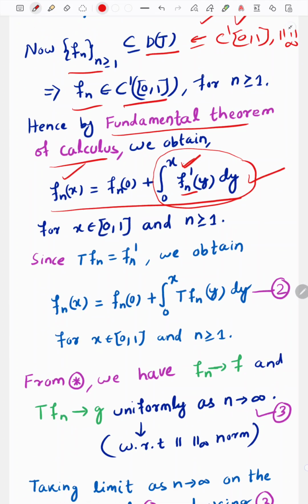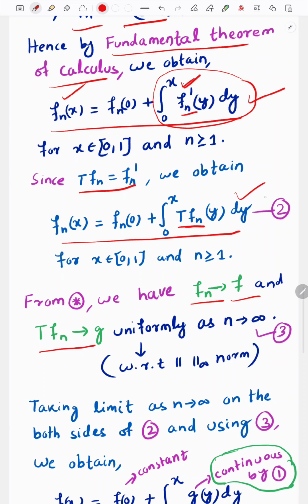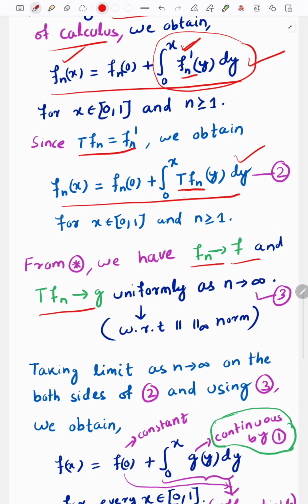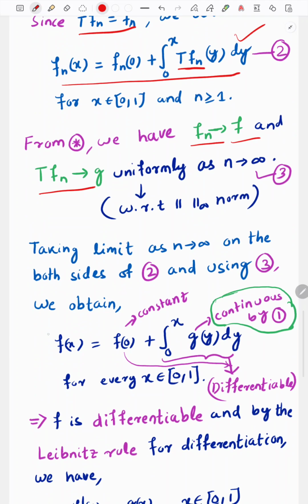But before that, since fn dash is equal to Tfn, we can write this expression, and it is coming from this. Now we can pass the limit, because fn converges to f uniformly and Tfn converges to g uniformly. So we can directly pass the limit in this expression, and uniform convergence helps us to pass the limit inside this integration also. After passing the limit we will get this expression. f(x) is equal to f(0). f(x) is coming when we pass the limit of fn(x), and f(0) is coming when n goes to infinity.